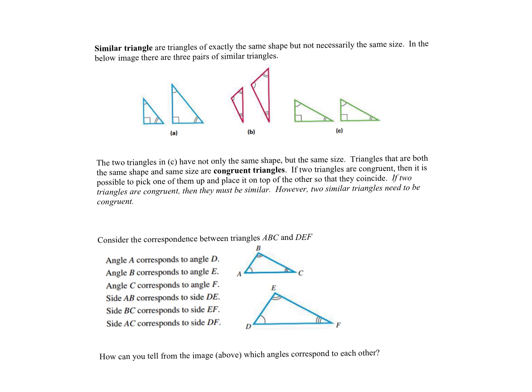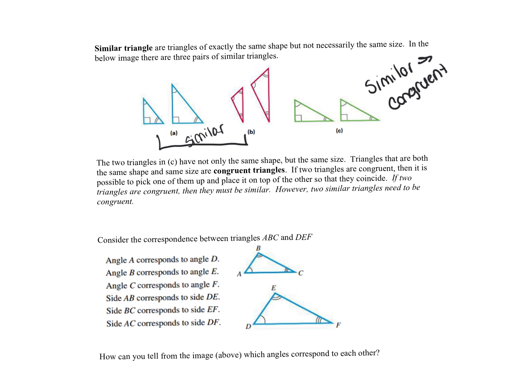The two triangles in C not only have the same shape, but the exact same size. So C, they're exactly the same. They're not scaled at all. Triangles that are both the same shape and same size are known as congruent triangles. So letter C is congruent. They're similar, but they're so similar that they are congruent. A and B are just similar.